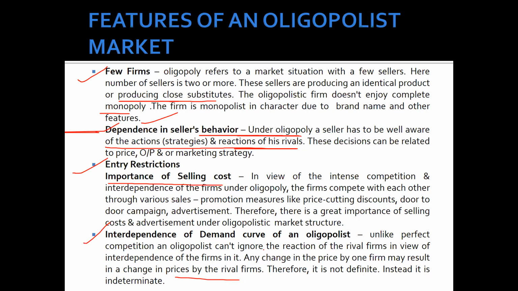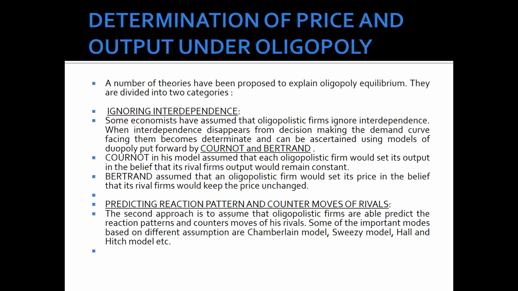There is the Paul Sweezy kinked demand curve, which I will discuss in my coming up video, where I will explain what interdependence is, what kind of behavior the demand curve is reflecting, why it is bending, and why we are calling it the kinked demand curve. And there are the determinants of the price and output under oligopoly.